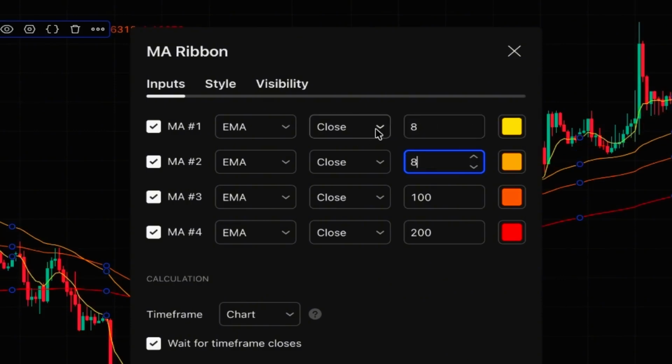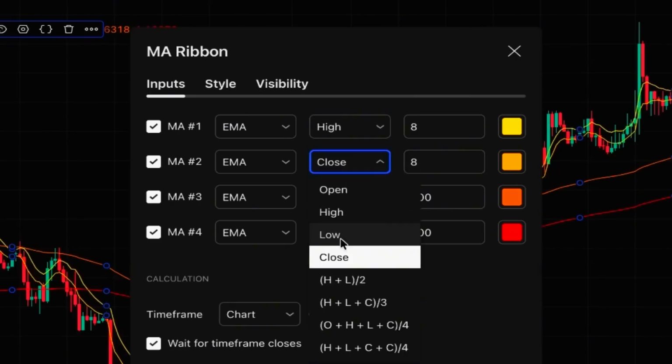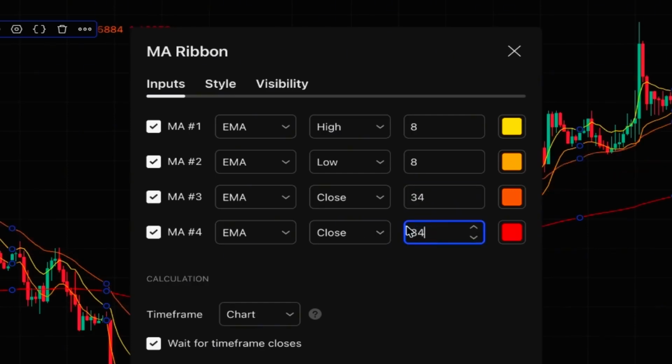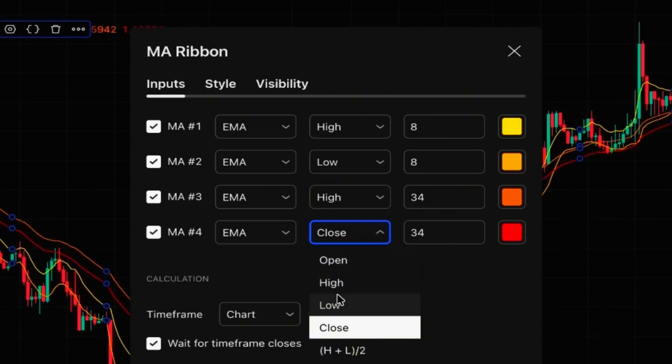And then for the first moving average, for the source of calculation, we set it at high. And for the second one, we set it at low. Then here for the third moving average, we set the length at 34. And for the fourth moving average, we also set the length at 34. For the third moving average, for the source of calculation, we set it at high. And for this one, we set it at low.